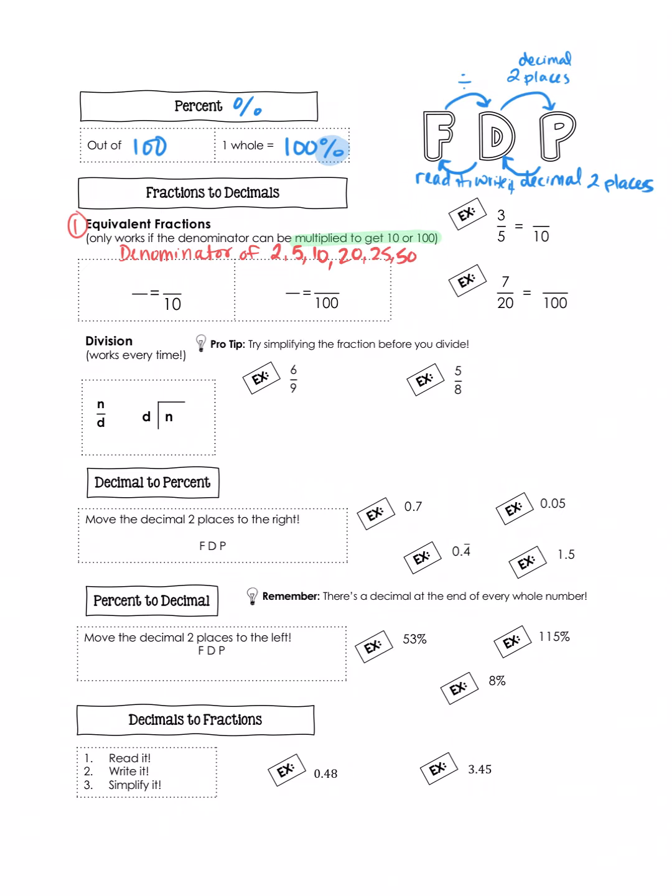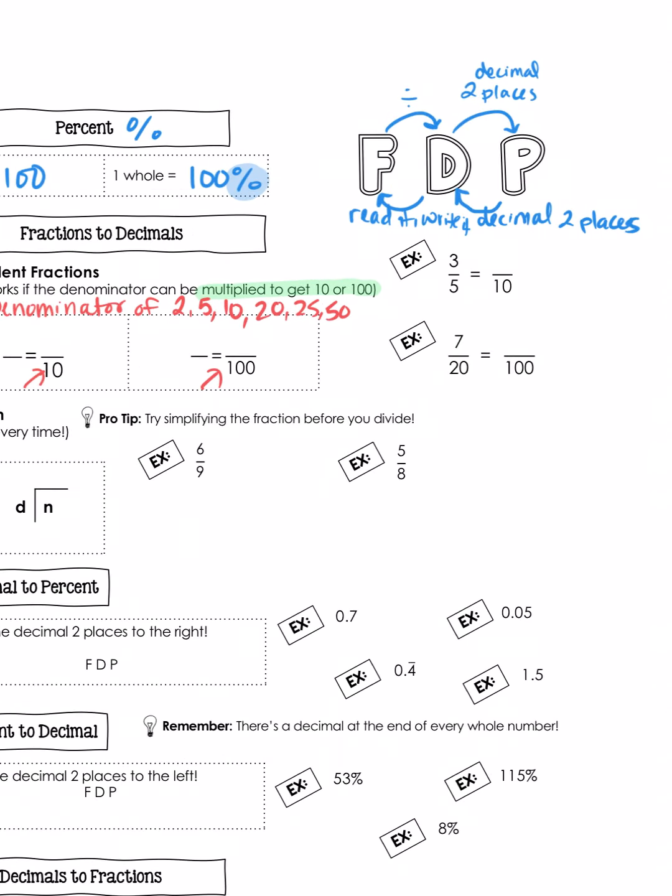So I can either make an equivalent fraction with a denominator of 10 so that it's in the tenths place, or 100 so it's in the hundredths place. So an example, I have 3/5. I could multiply that by 2/2, which essentially is 1 whole. And that's going to get me 6/10, which is read as 6 tenths, which is 0.6.